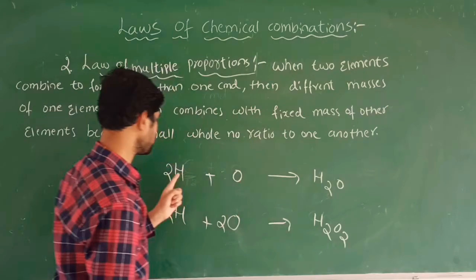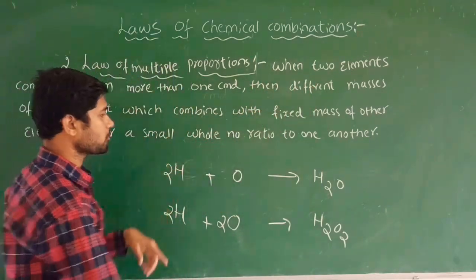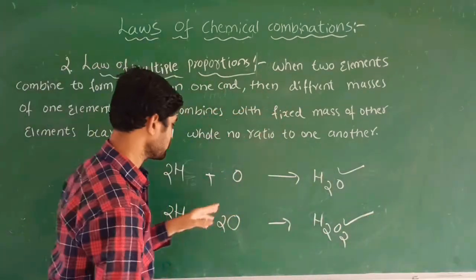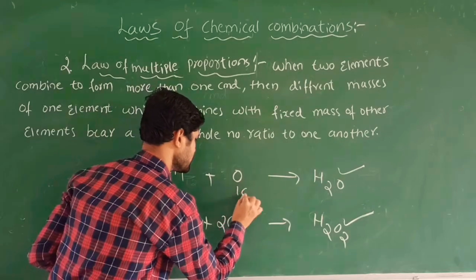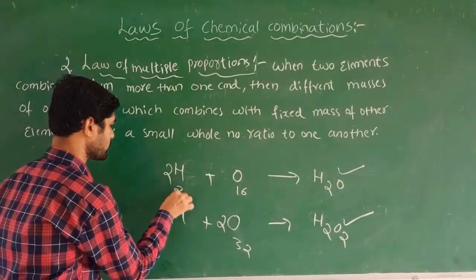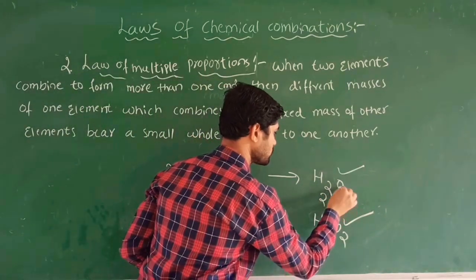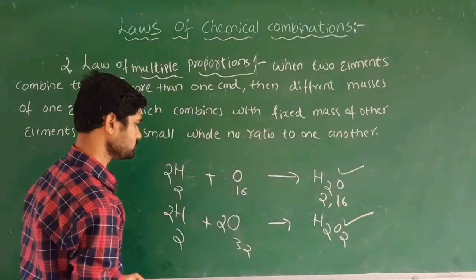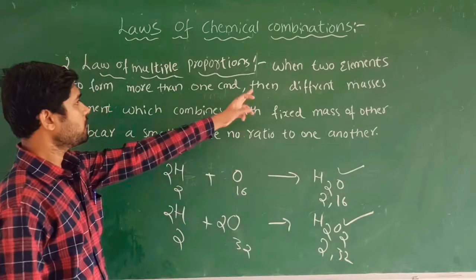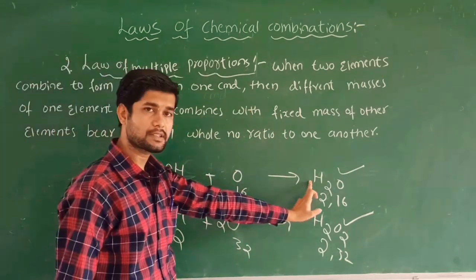See, come to the definition. When two elements, hydrogen and oxygen, combine to form more than one compound, this is one compound and this is another compound. Then the different masses: first we should write the masses. Here oxygen is 16 gram and here 32 gram, with 2 hydrogen and 2 hydrogen as well. Water is 2 hydrogen and oxygen 16, and here also 2 hydrogen and 32.